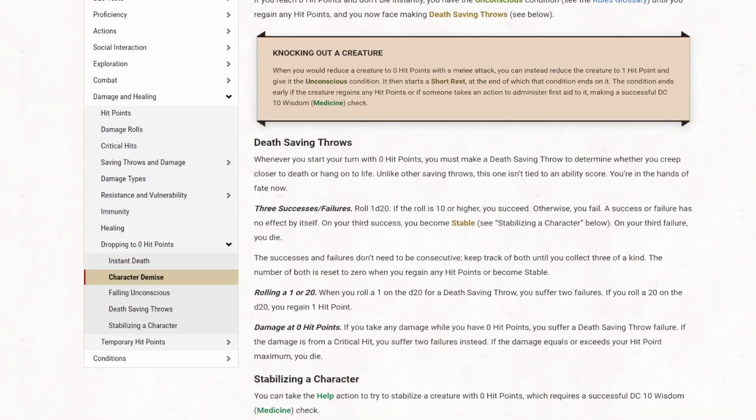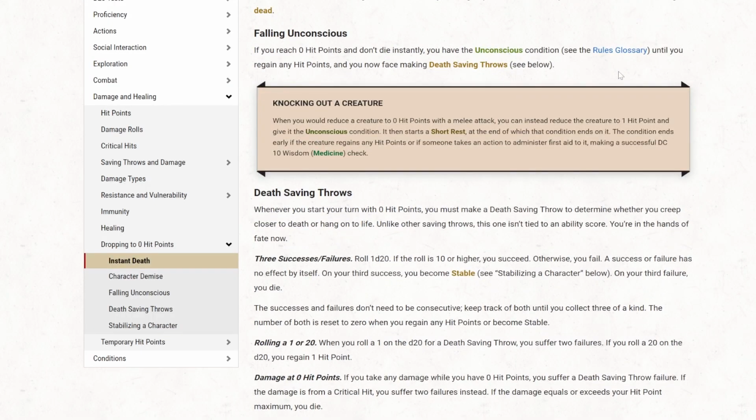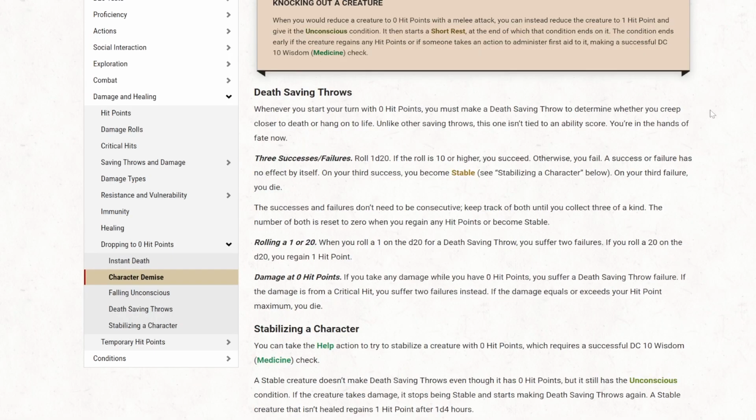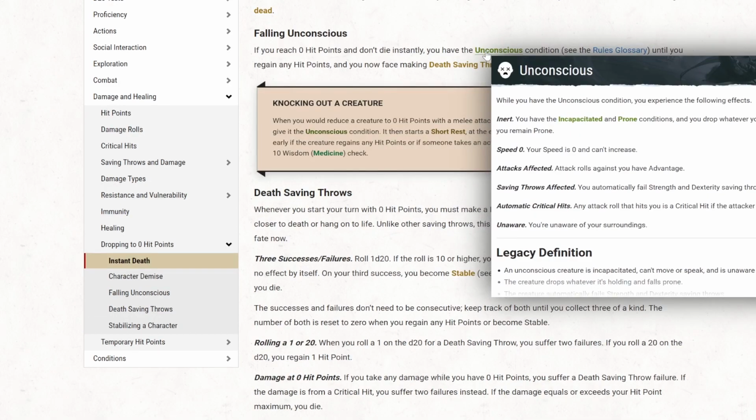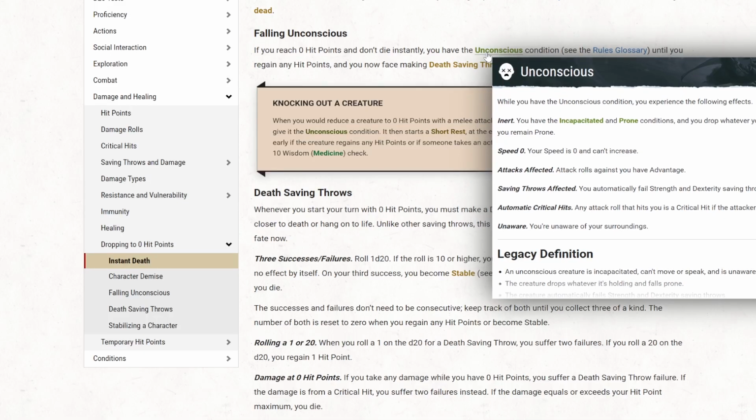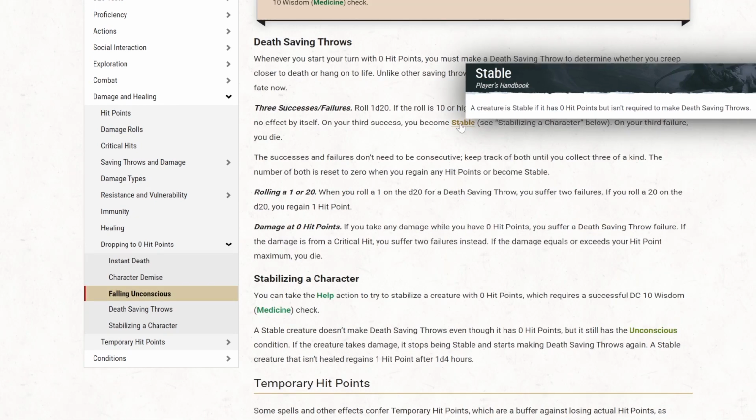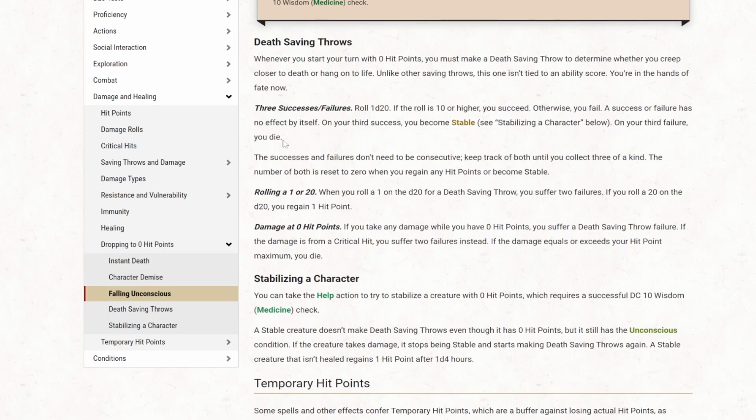The ability says you don't fall unconscious. So what happens? You essentially are immune to the unconscious condition in terms of reaching 0 hit points at that moment. But you got to make death saves. Other than making death saves, though, because you avoid unconscious, you avoid a lot of the negative effects like being incapacitated and prone, speed 0, attack rolls having advantage, and auto crits. Any attack that hits you is a critical hit if the attacker's within 5 feet of you. You can become stable. You get to 0 hit points, but you stop making death saving throws. And otherwise, on the 3rd failure, you die.